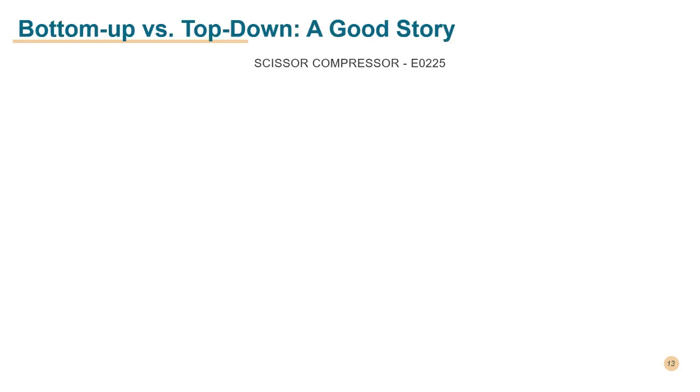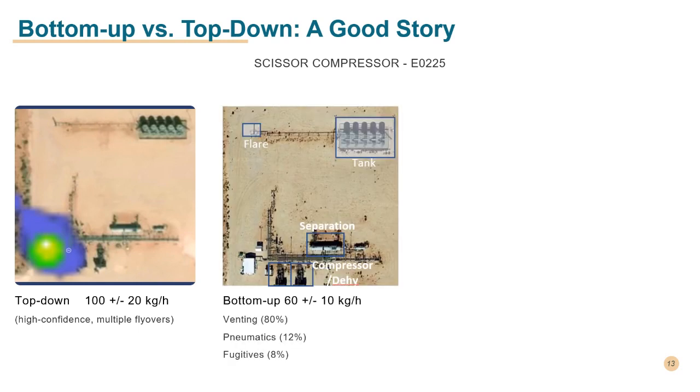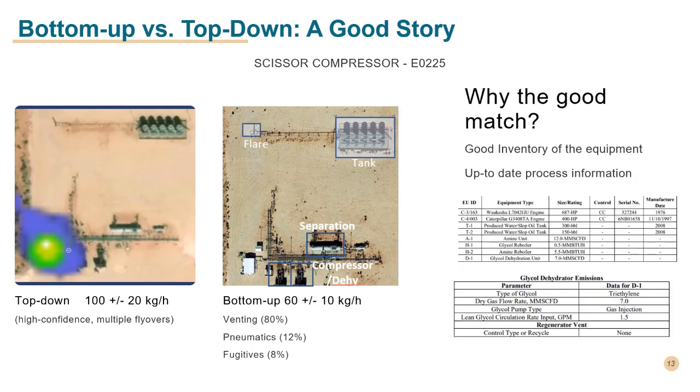So let's take a look at a good example from our dataset. In this one, the top-down estimates about 100 kilograms per hour of methane emission, where our bottom-up estimation done through engineering knowledge of equipment and emission sources estimated about 60 kilograms per hour. Why are these so close? Well, there's a good inventory of the equipment as well as up-to-date process information on this facility. And so exactly what kind of emissions are being created in this facility can be calculated. And for this, we can create a roadmap of how these emissions can be mitigated.